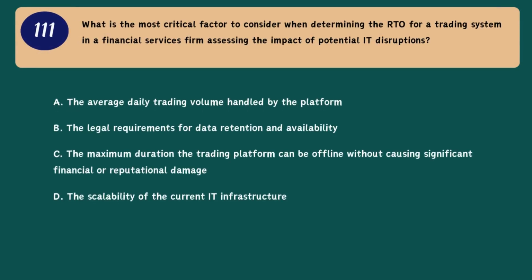Question 111. What is the most critical factor to consider when determining the RTO for a trading system in a financial services firm assessing the impact of potential IT disruptions? A. The average daily trading volume handled by the platform. B. The legal requirements for data retention and availability. C. The maximum duration the trading platform can be offline without causing significant financial or reputational damage. D. The scalability of the current IT infrastructure.